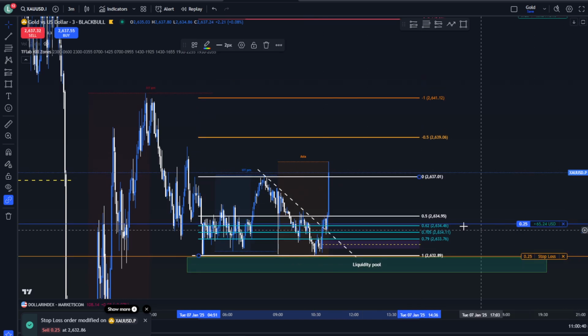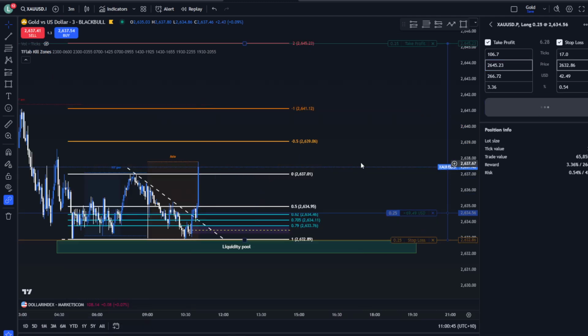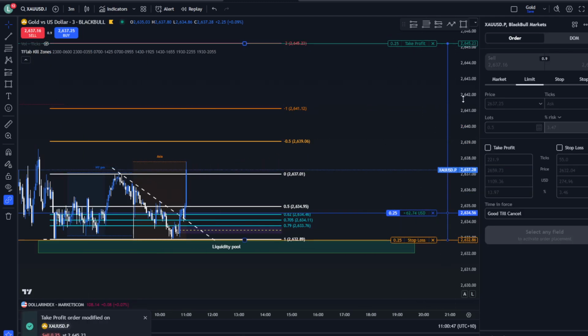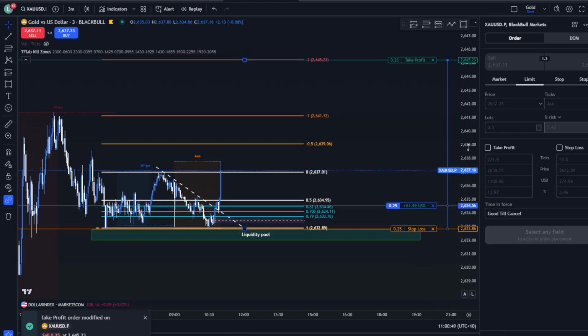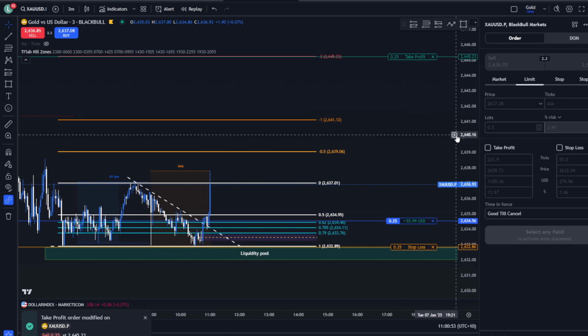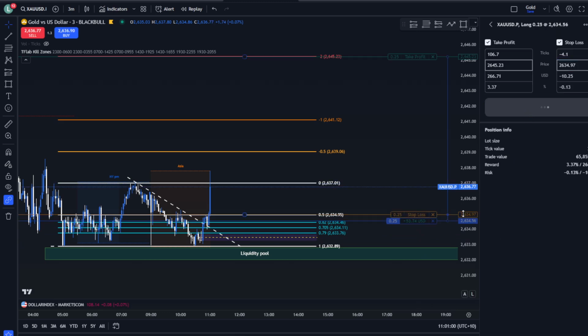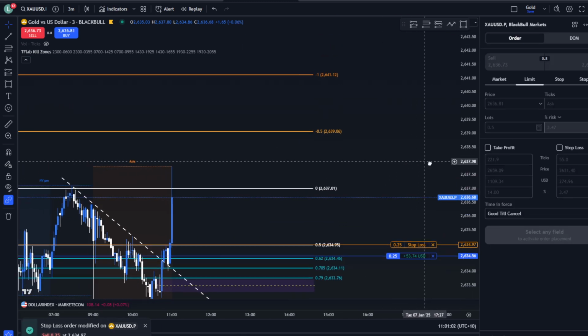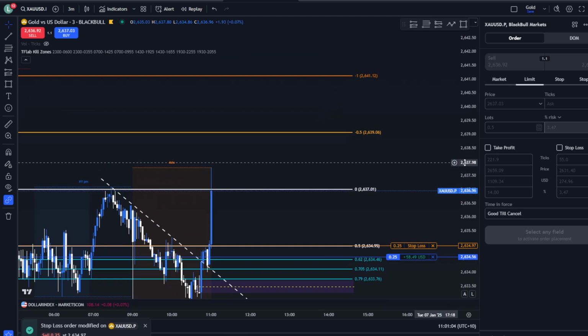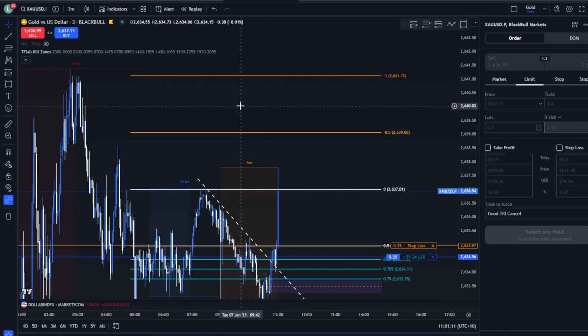Okay. So we've taken a partial now. Really good exercise to get used to taking partials. And then what I'm going to do, I'm moving my stop loss here, because you just don't know if it's going to reverse on you. This could be a liquidity grab right now. We could be in a 5-minute liquidity grab.